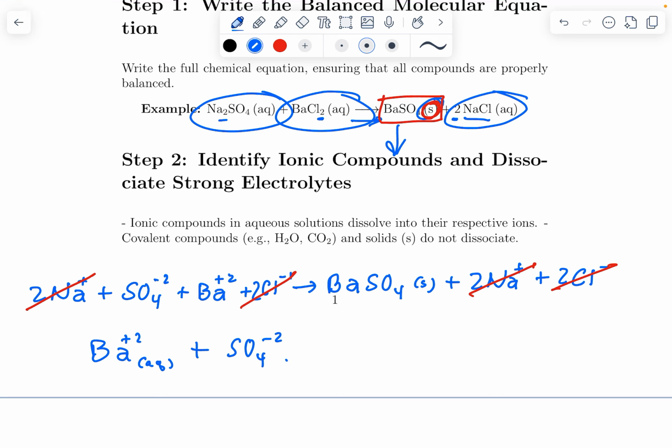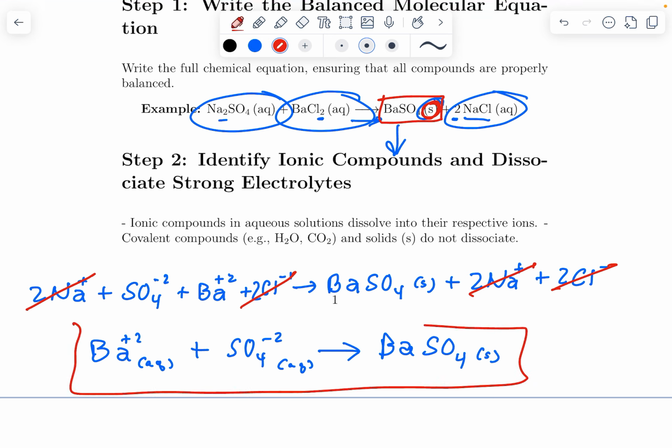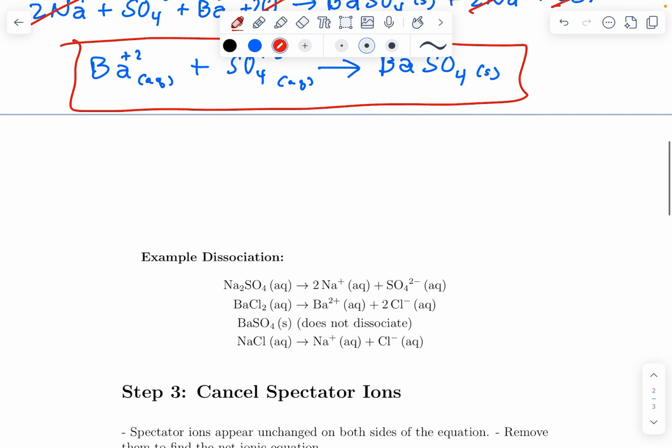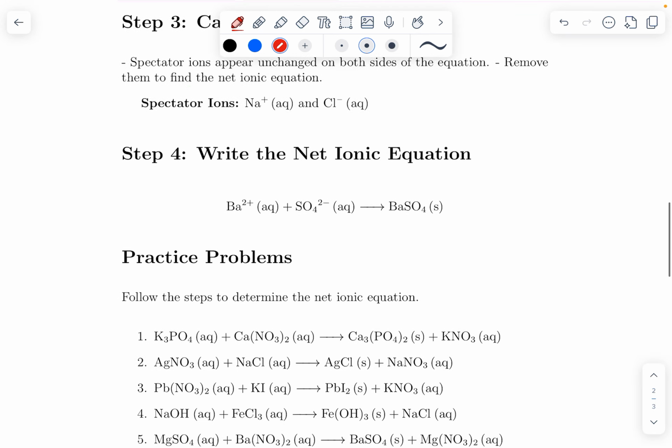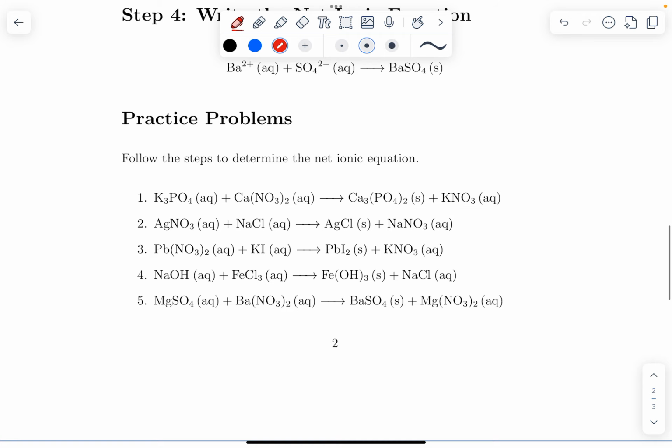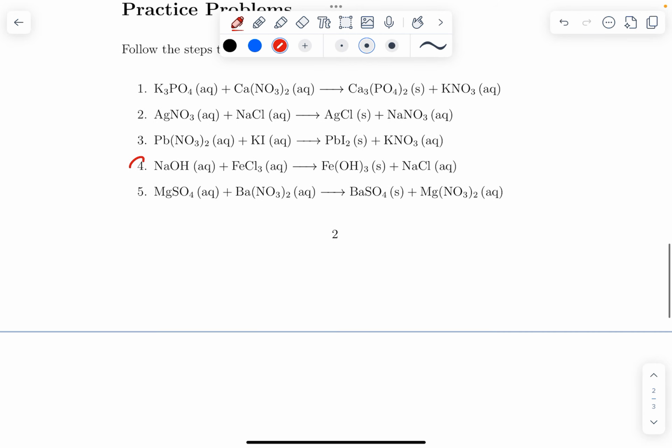That's aqueous, yields BaSO4 solid. And that's my answer. I'm going to do another one from the list down below. I found 4 was a good example, so we're going to do 4.